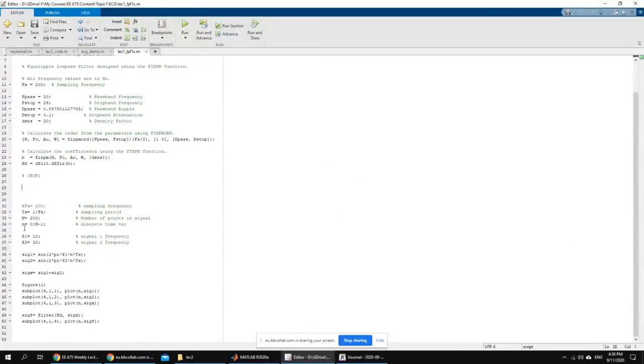And then the small n, which is the time variable, will be 0, 1, 2, 3, 4, until n minus 1. From 0 to n minus 1, you have n points, which is 200 points, the number of points that I selected.